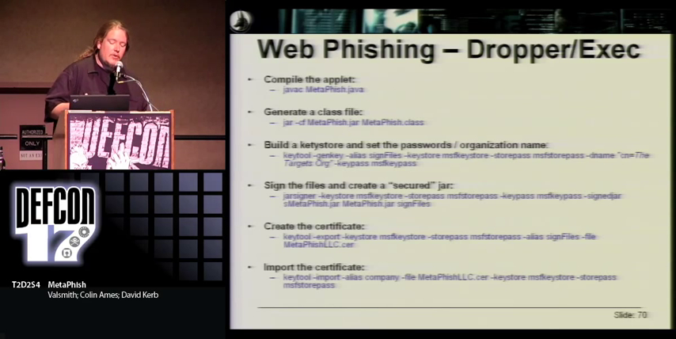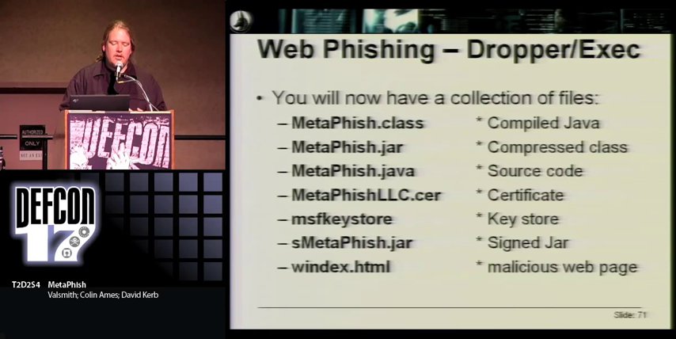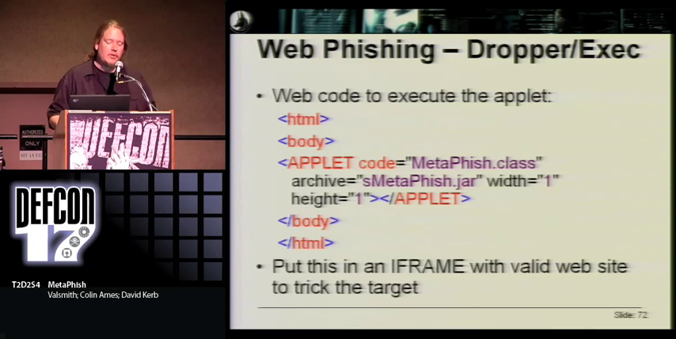We've got the commands for doing this here if you want to do it by hand, to show you how to cryptographically sign these Java applets. By the end, once you run through all those commands, you'll end up with a series of files including the class file, a certificate and a key store, and then you're going to need a web page to launch this. And I've got an example.